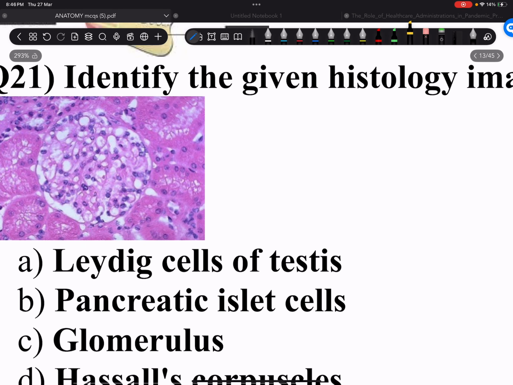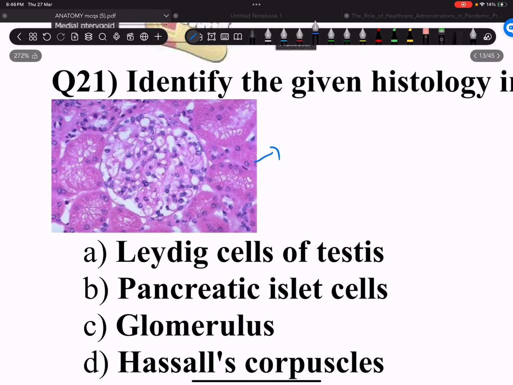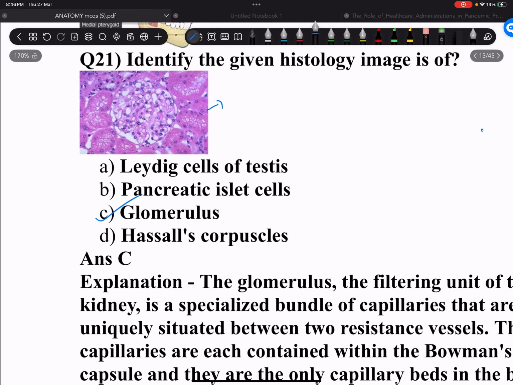Let's start with the first question, an image-based question. This is a histological image. What is this? You have to tell this. Choices are given. I hope you know the answer. It's the glomerulus. Yes. What is the explanation behind it?